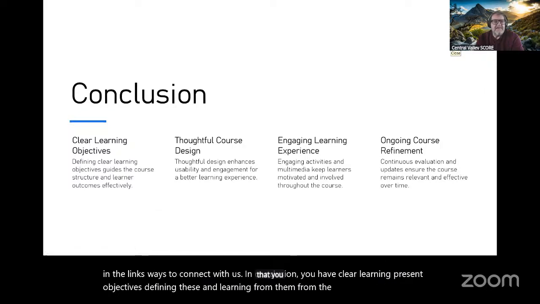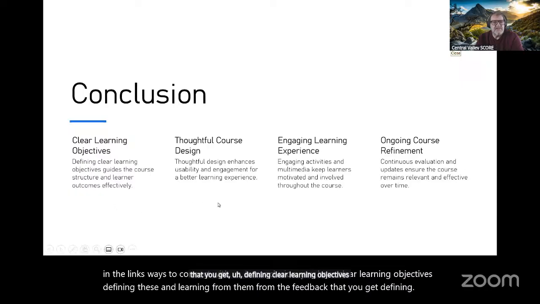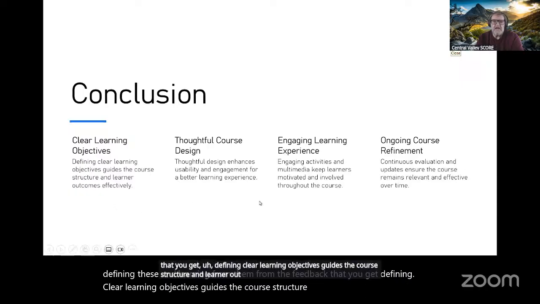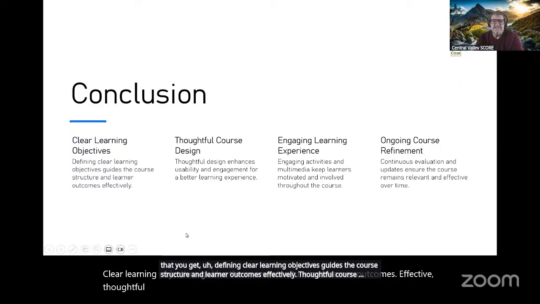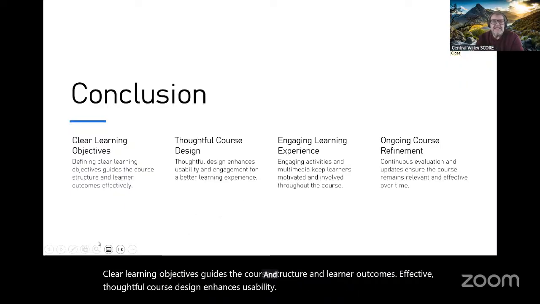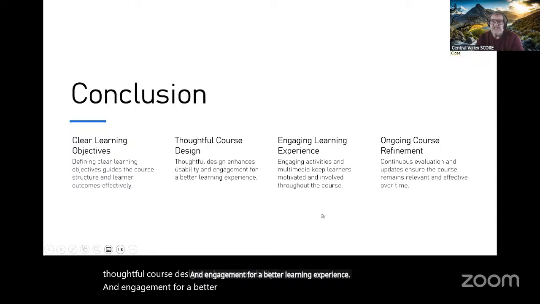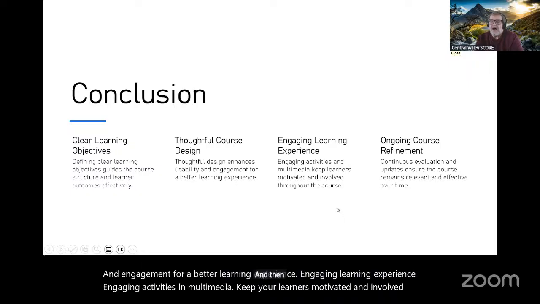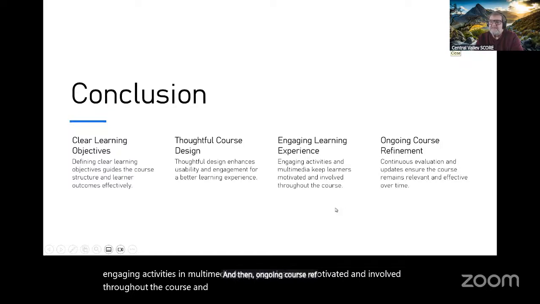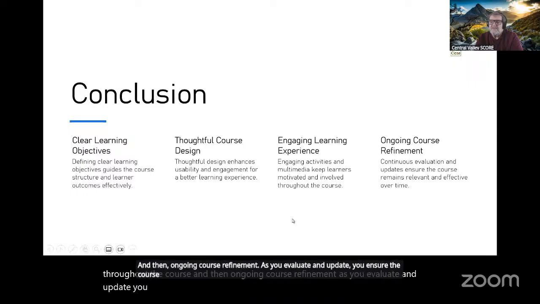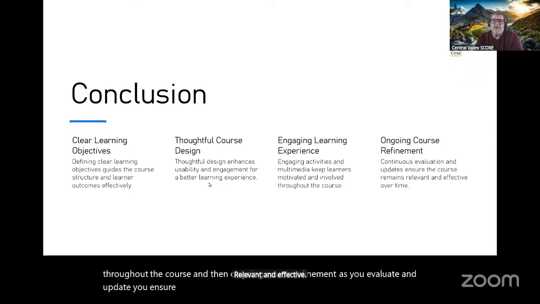In conclusion, you have clear learning objectives, defining these and learning from them, from the feedback that you get. Defining clear learning objectives guides the course structure and learner outcomes effectively. Thoughtful course design enhances usability and engagement for a better learning experience. Engaging learning experience, engaging activities and multimedia keep your learners motivated and involved throughout the course. And then ongoing course refinement. As you evaluate and update, you ensure the course remains relevant and effective over time.